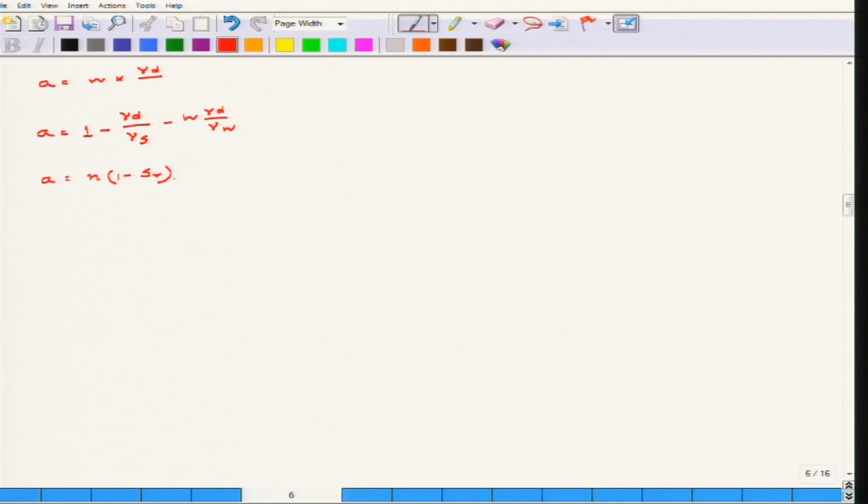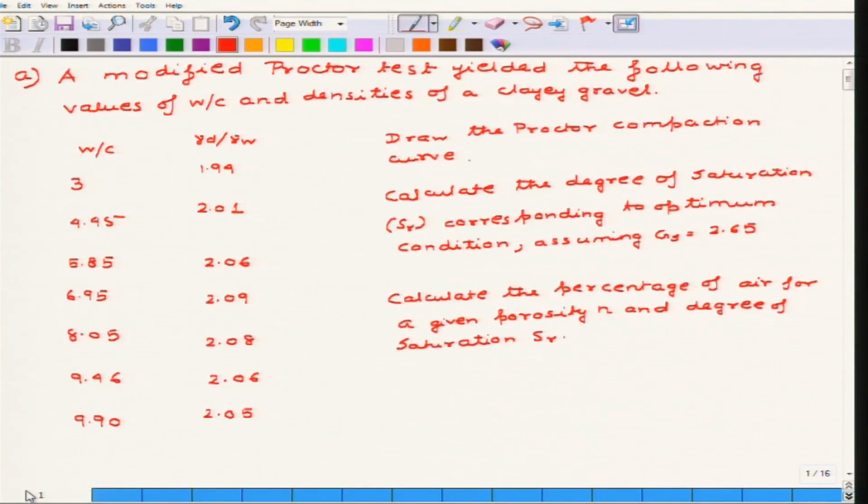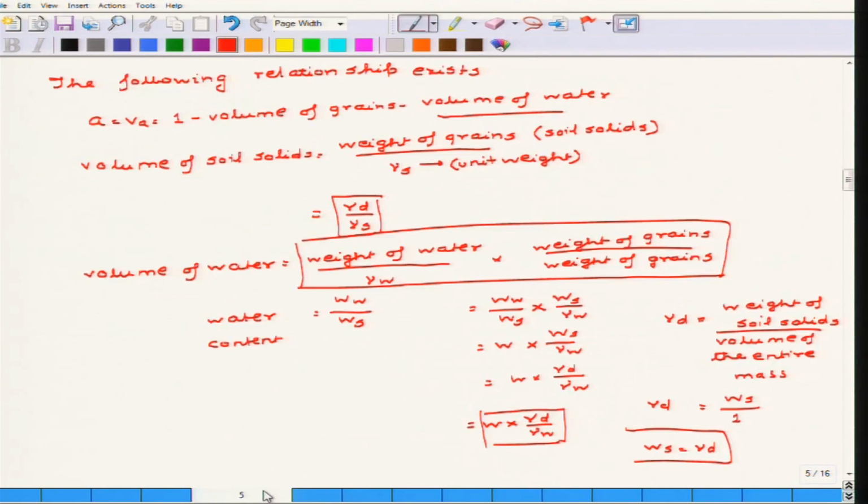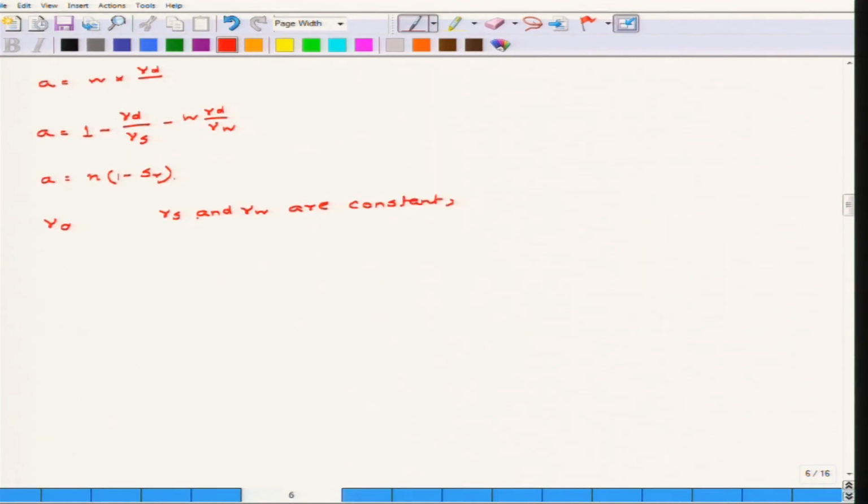Now, for a particular soil, we all know that gamma s and gamma w are constants, because the specific gravity of soil solids is always constant. It is a material property. So, whether the soil is at any moisture content, whether it is at 3% moisture content or 4.95% or 6.95%, wherever it is on this Proctor compaction curve, it does not matter. Since it is a material property, gamma s and gamma w are always constants.